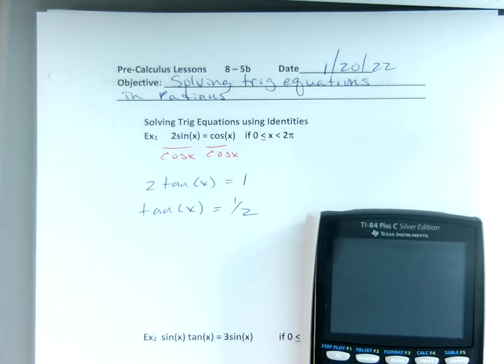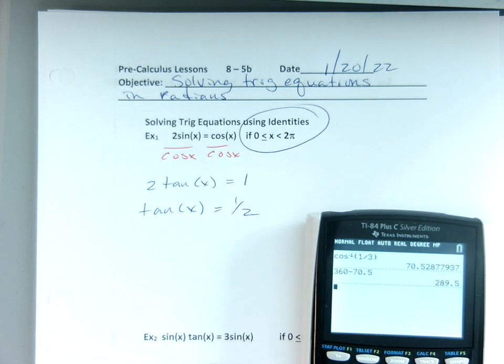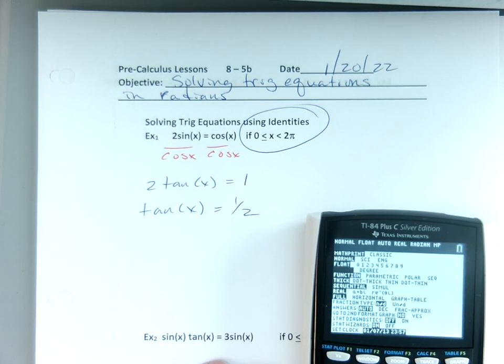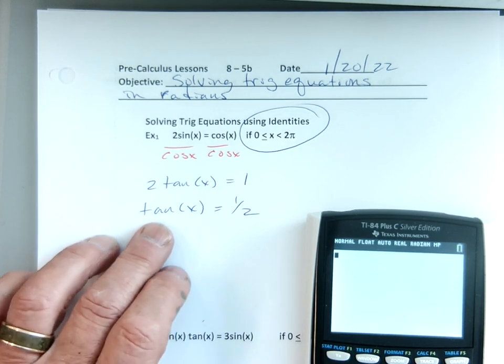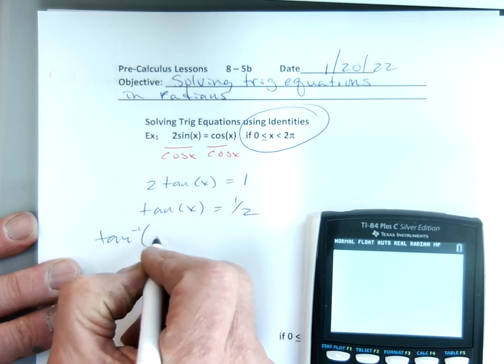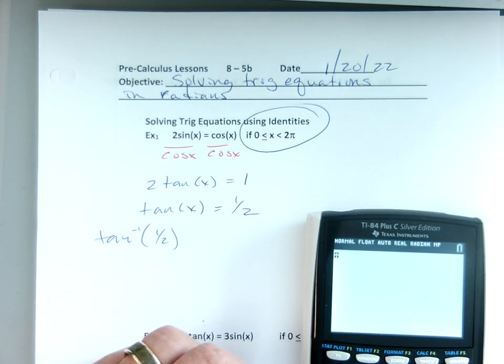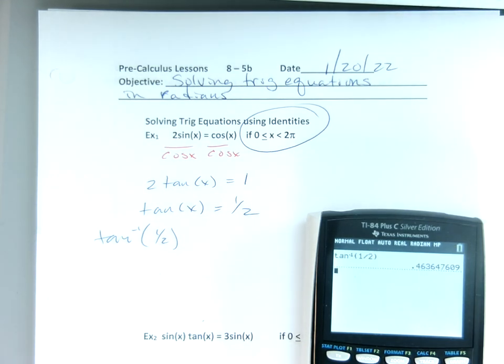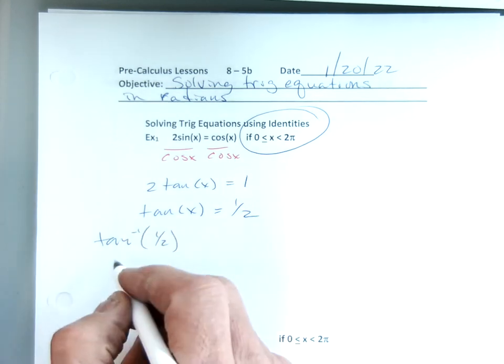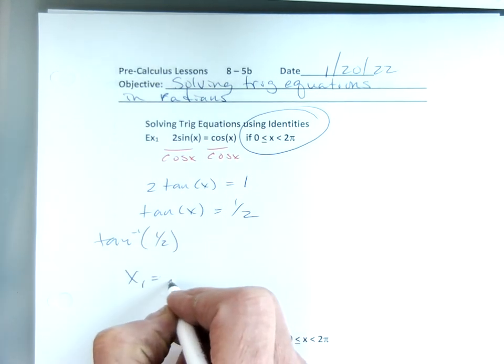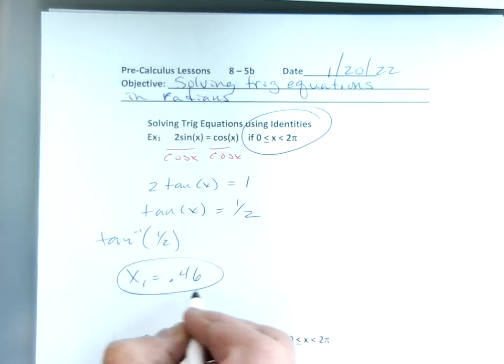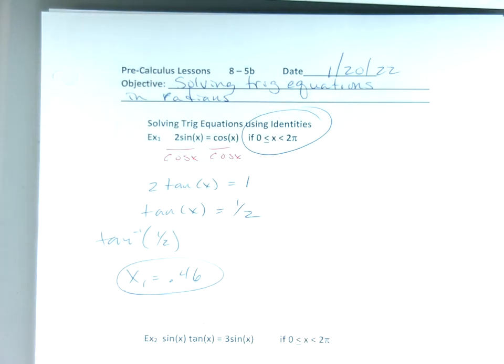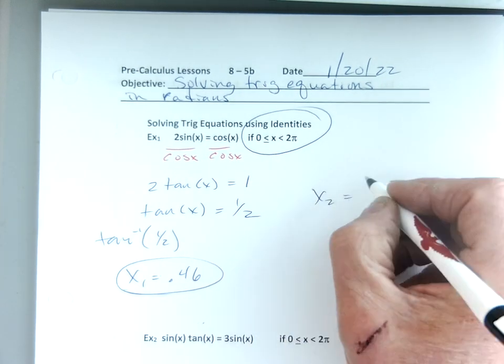Let me change my calculator into radians, right? Mode into radians, enter, quit that. So I'll go tan inverse of 1/2. And it's an angle. It doesn't look like an angle, but hopefully by now you guys are realizing that 0.4 is an angle. It's probably about 25 degrees, something like that. So x1, angle 1 is about a 0.46.